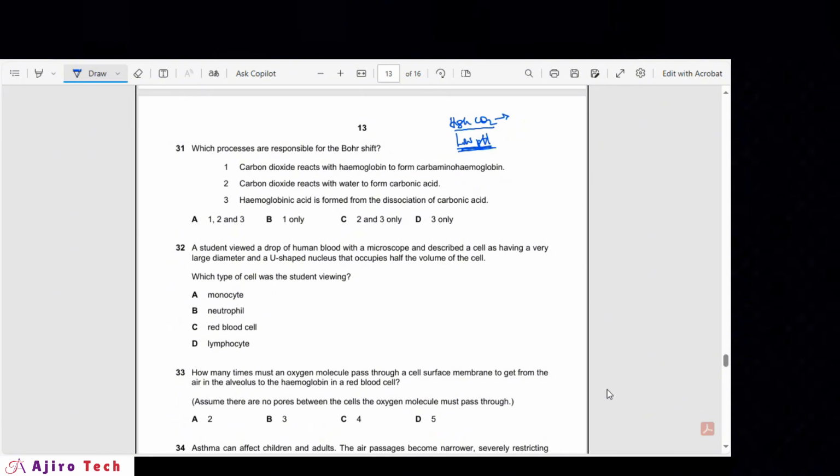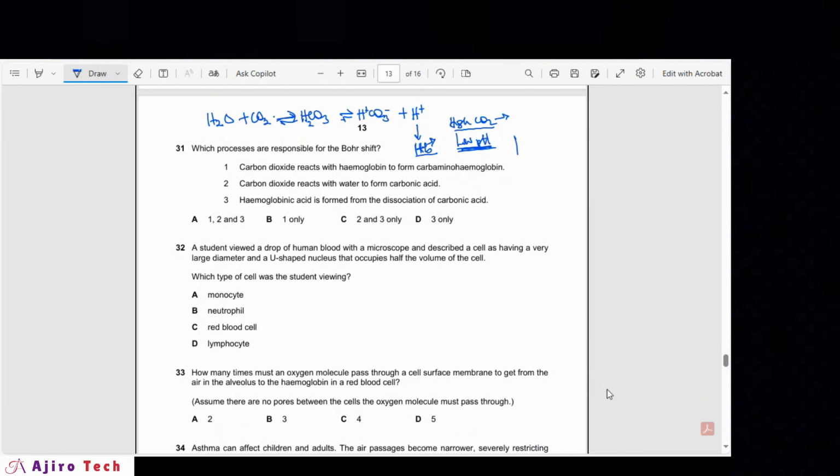It combines, it moves into the cytoplasm of a red blood cell, combines with water to form carbonic acid. And carbonic acid breaks down into hydrogen carbonate ion and hydrogen ion. Now this goes to hemoglobin. Hemoglobin picks this up to form hemoglobinic acid, making hemoglobin release its oxygen.